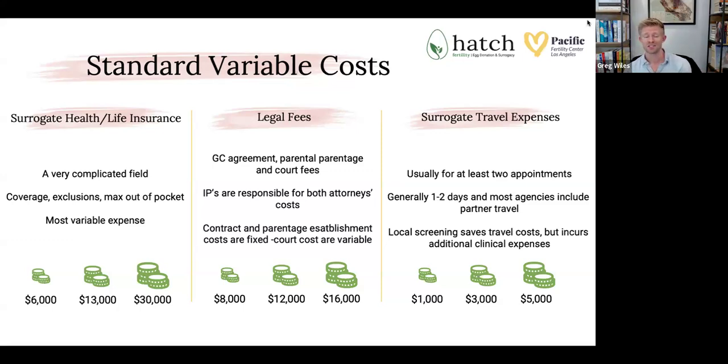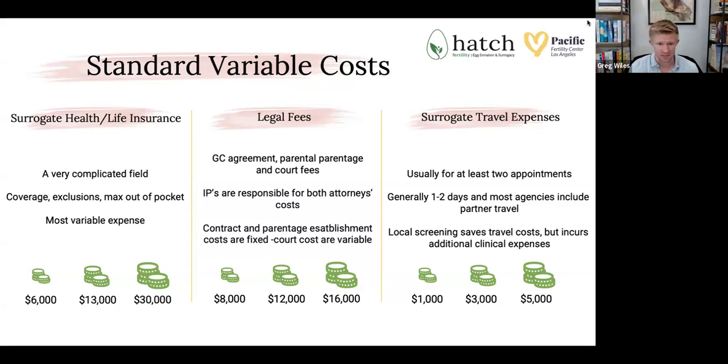Here in California, some health insurance companies will levy what's called a lien on your surrogate and take another $30,000 to compensate the insurance company. So lots of complexity there. It's highly variable. Legal fees are a little more simple, but you need to pay for the legal fees.